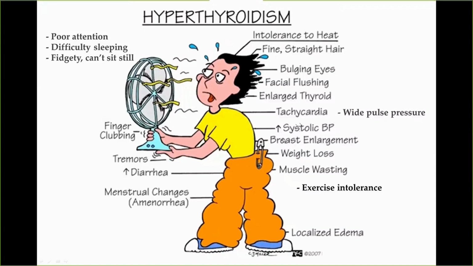gynecomastia or breast enlargement, weight loss, muscle wasting, edema. Edema could happen with hyper and hypothyroidism. Poor attention, difficulty sleeping, hyperactivity. The mom would just tell you that the kid is all over the place.